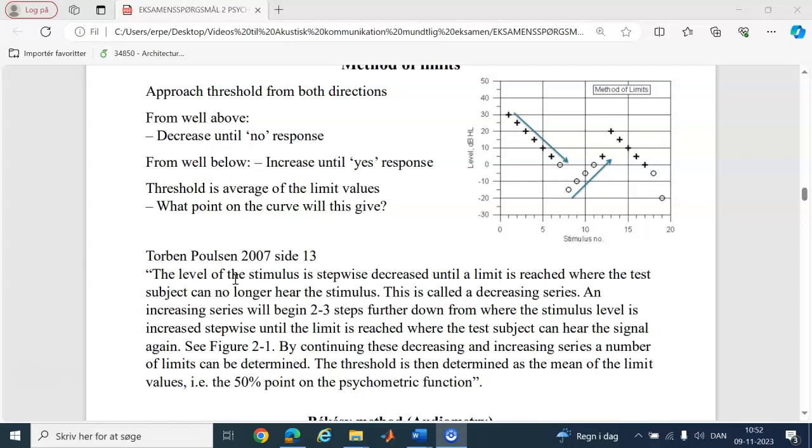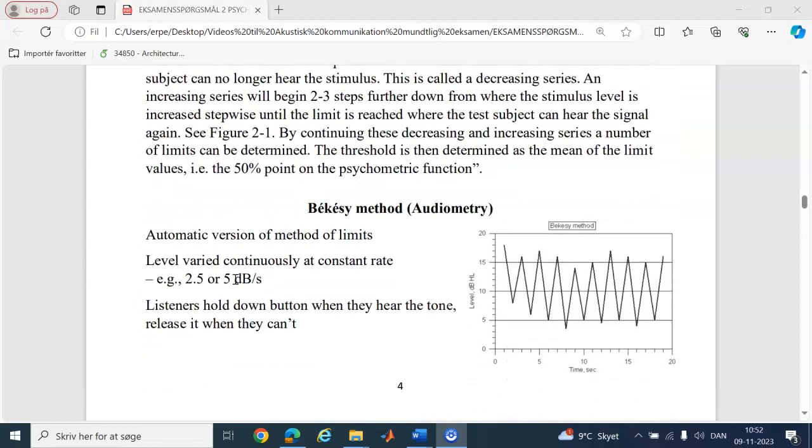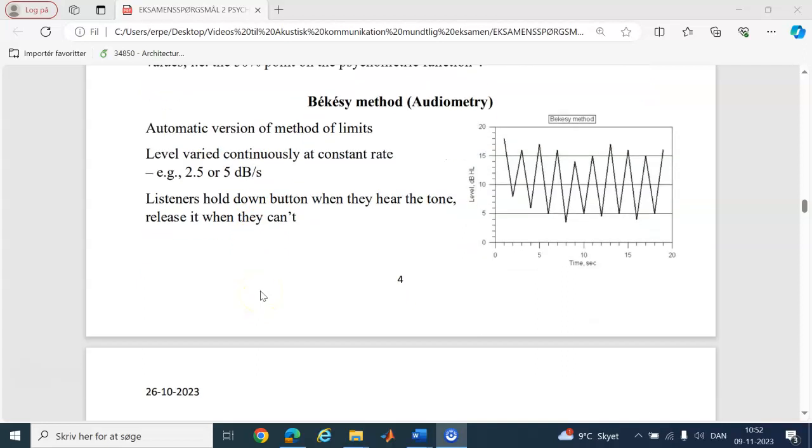By continuing these decreasing and increasing series, a number of limits can be determined. The threshold is then determined as the mean of the limit values, the 50% point on the psychometric function. Down, down, down, down, down, up, up, up, up, up. You always press a button or something. It's another way; it should be called an automatic version of the method of limits.